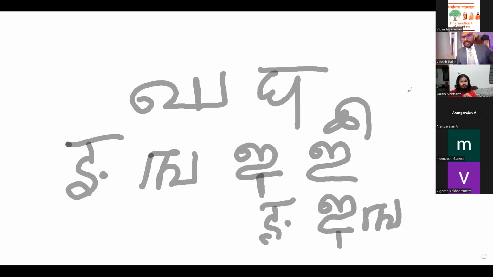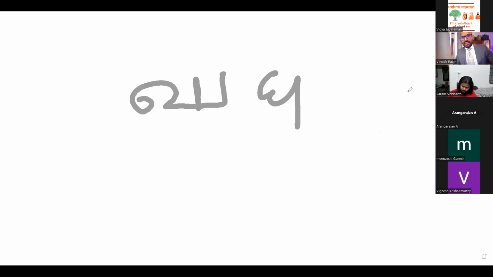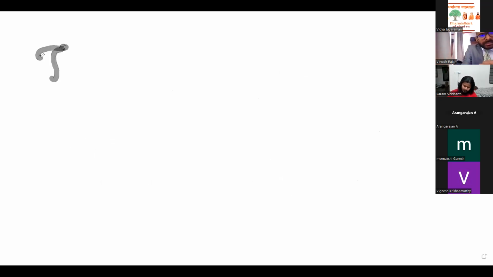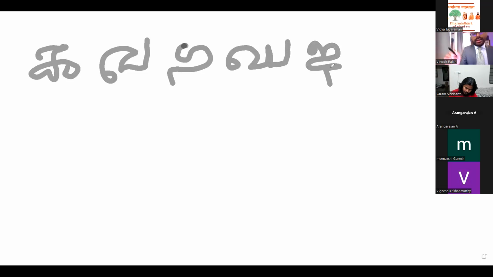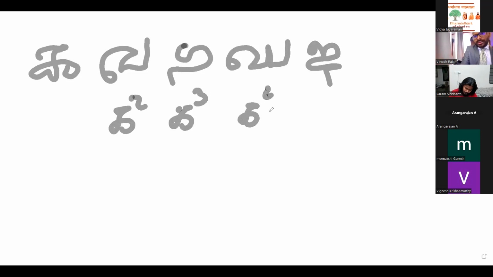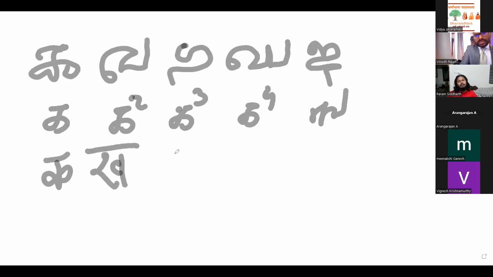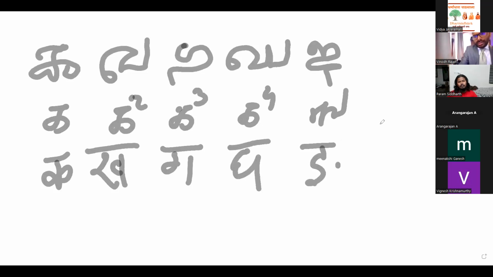Right. So let's go over it one more time. So you have Ka, Kha, Ga, Gha, and Nga. Right. So the 2, 3, 4, and that's Ka, Kha, Ga, Gha, and Nga. Right. So the same as Tamil.